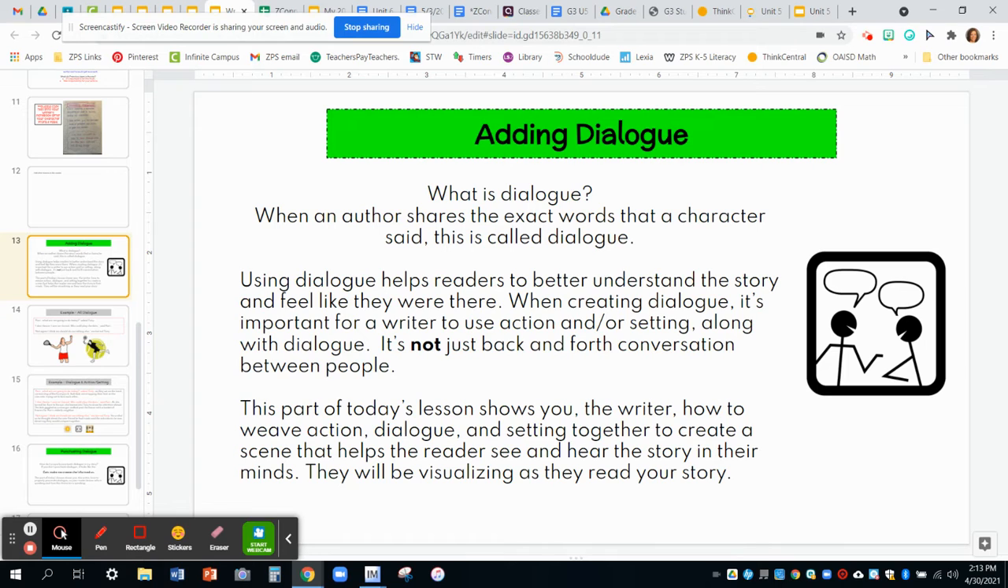in their stories. So today, at this first part of the lesson, I'm going to show you how to kind of weave, if you will, the dialogue and some action and possibly the setting, kind of weaving those things together to create a scene for your reader. You really want them to be visualizing as they're reading your story. You want them to be able to see things and to hear things in your story, but they're going to have to do it with their mind, right? You do that when you read, and you want your readers to do that when they read your story.